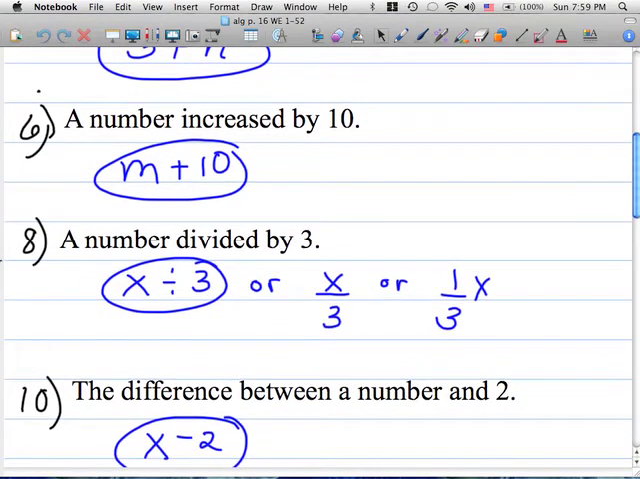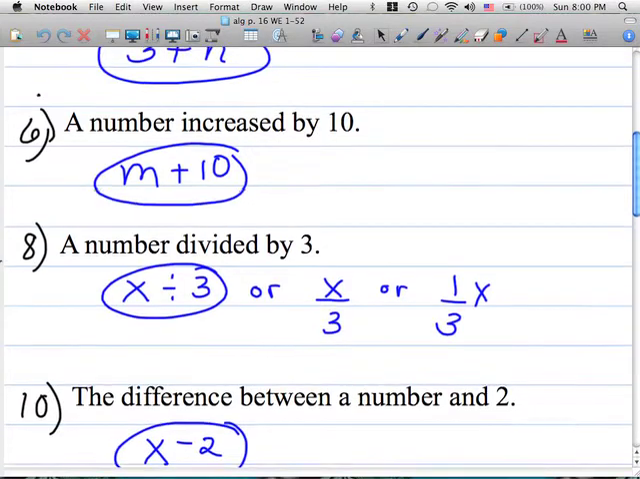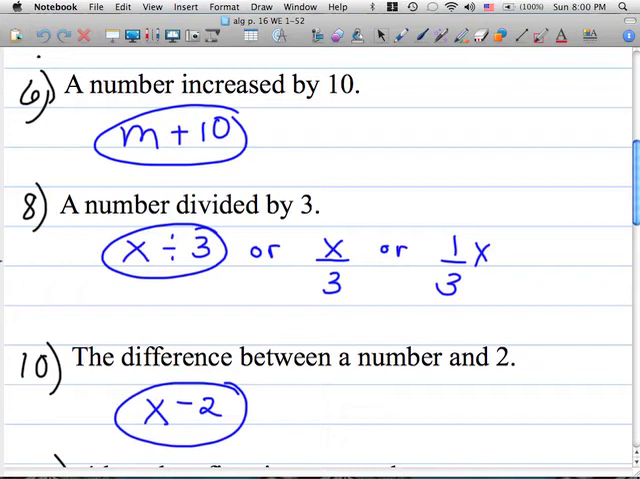Number 8, a number divided by 3. There are several ways you could write this. I chose the variable x. I used this division sign and 3. I could have also written it as a fraction, x over 3. That's the same thing as x divided by 3. Or 1/3 x. Taking a third of something is the same as dividing it by 3. So any of those would be fine.